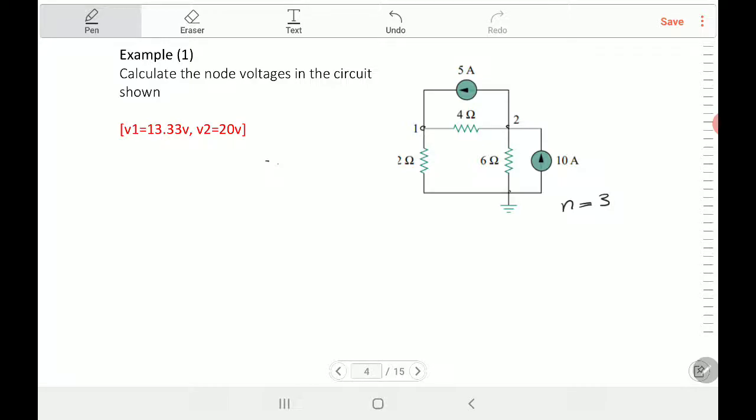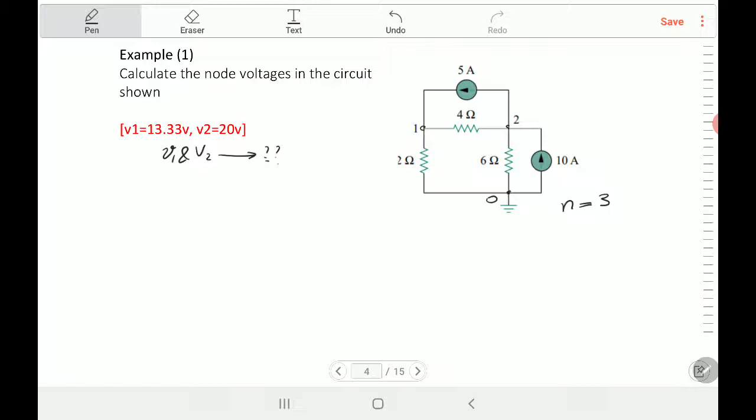Second step, we have to choose one node as a reference. Usually we use this one, the one connected to the ground, and we give it 0. So this is node 0, node 1, node 2. So actually we now have 2 nodes for which we try to find the voltage. So we'll say that we want to find V1 and V2. They are unknown, and we want to find them using this node voltage analysis.